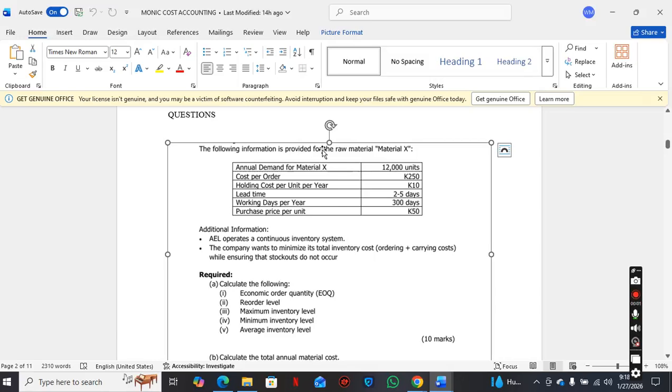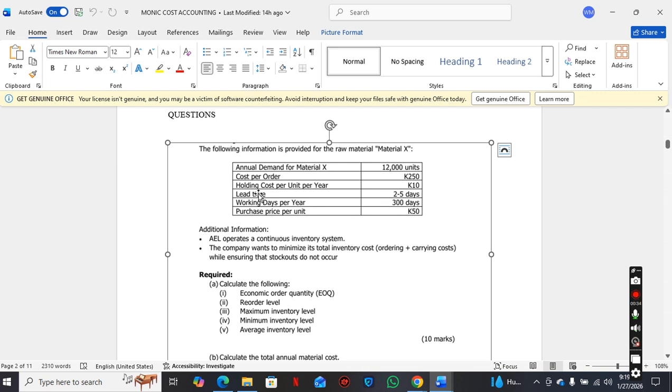Information is provided for the raw material X. Annual demand for material X, 12,000 units. Cost per order, 250 kwacha. Holding cost per unit per year, 10 kwacha. Lead time, 2 to 5 days. Working days per year, 300 days. Purchase price per unit, 50 kwacha.